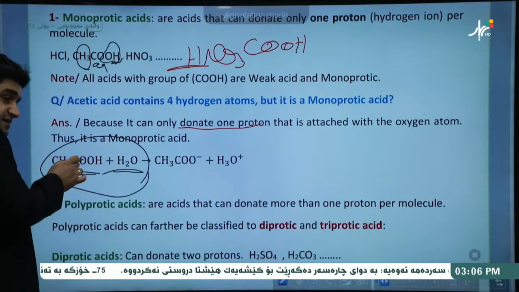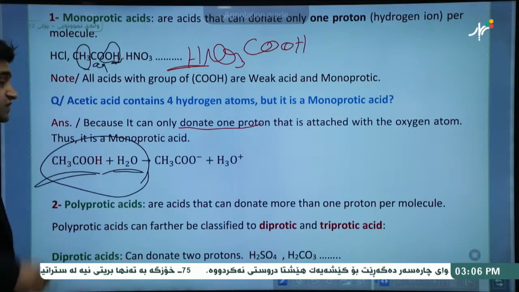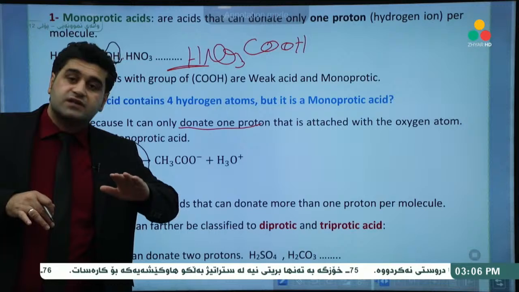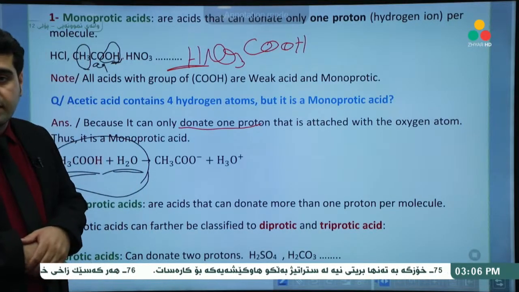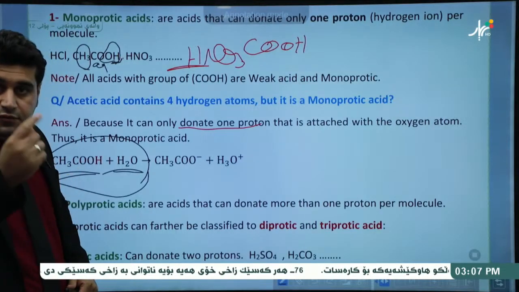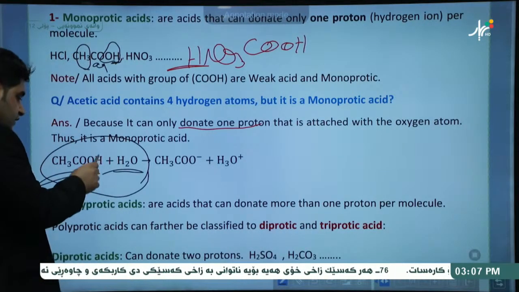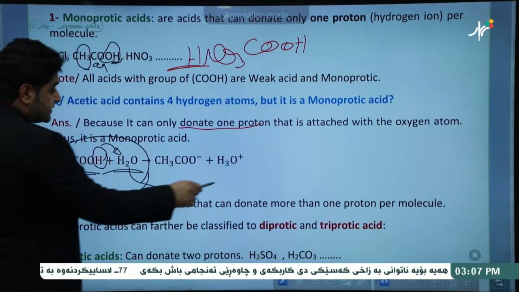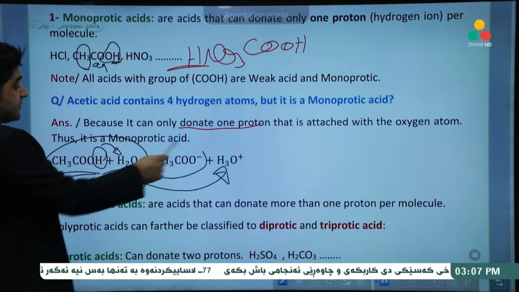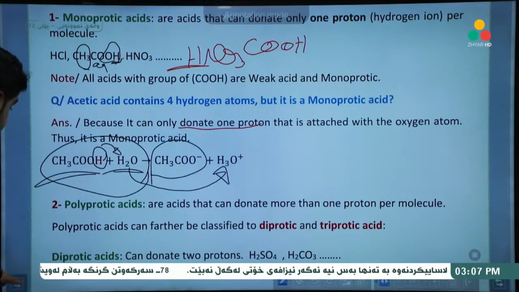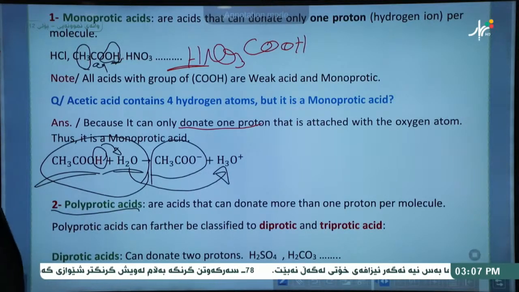Look, it's an acid according to Bronsted-Lowry. So from now on, we're going to depend only on the Bronsted-Lowry definition. It's very useful. Our concern is Bronsted-Lowry. So it will release a proton to the molecule of H2O, producing hydronium ion, and after that it becomes an anion, which is acetate. So it's a monoprotic acid. Then the second type of the acid is polyprotic acid.